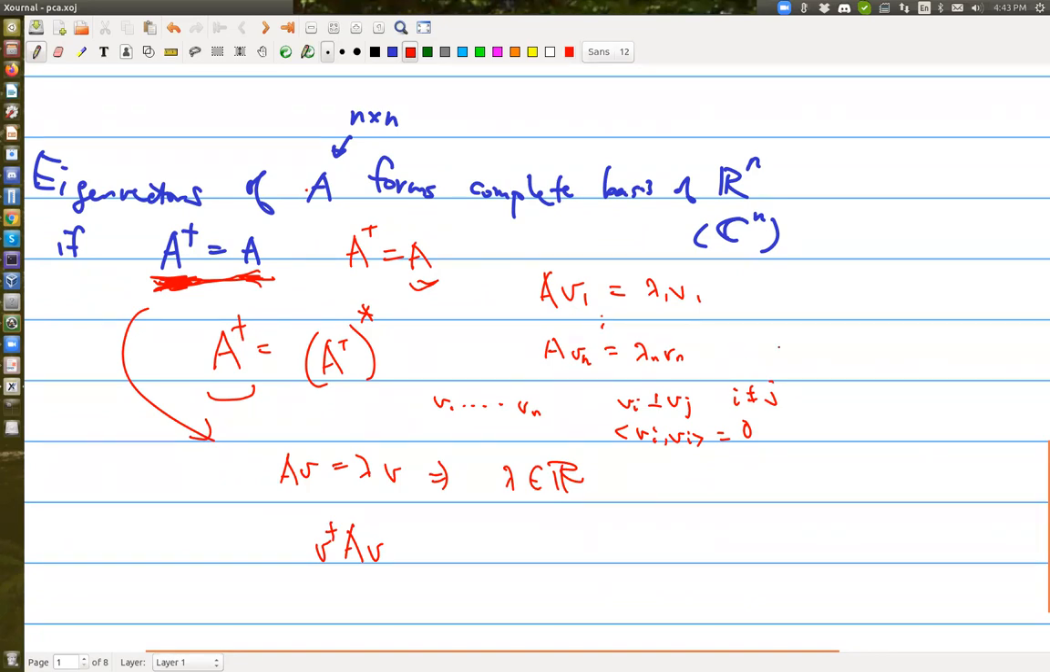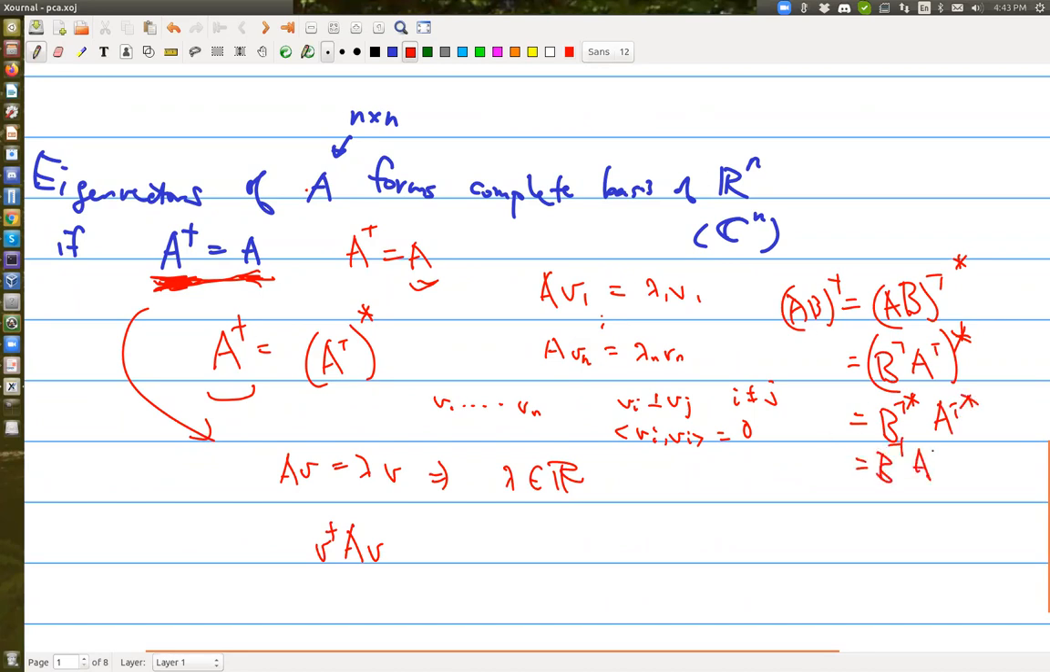Note that (AB) Hermitian will be equal to (AB) transpose and complex conjugate, which will be equal to B transpose A transpose complex conjugate, which will simply equal B transpose complex conjugate and A transpose complex conjugate. So therefore, (AB) Hermitian is just equal to B Hermitian A Hermitian. So I will need to use this here.